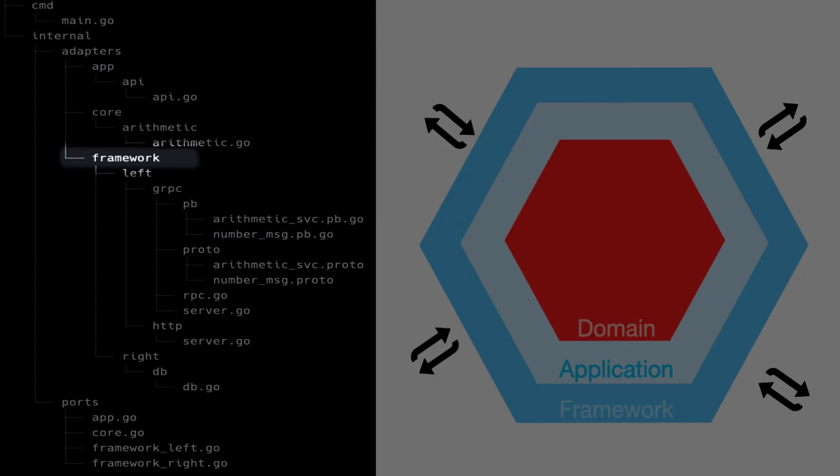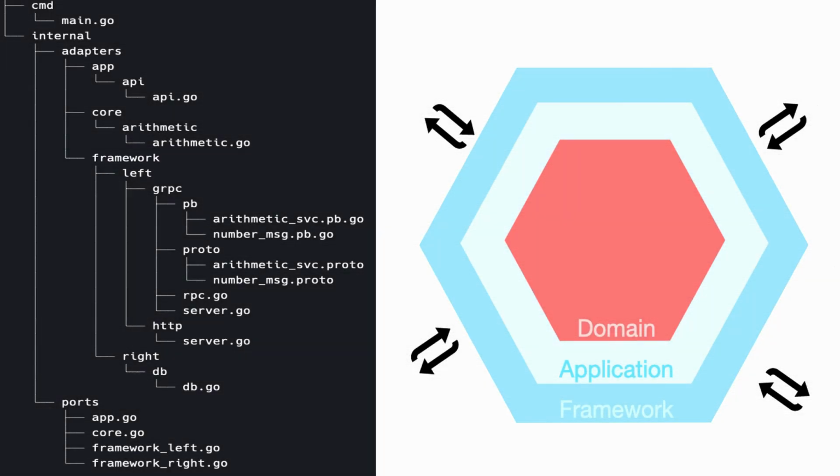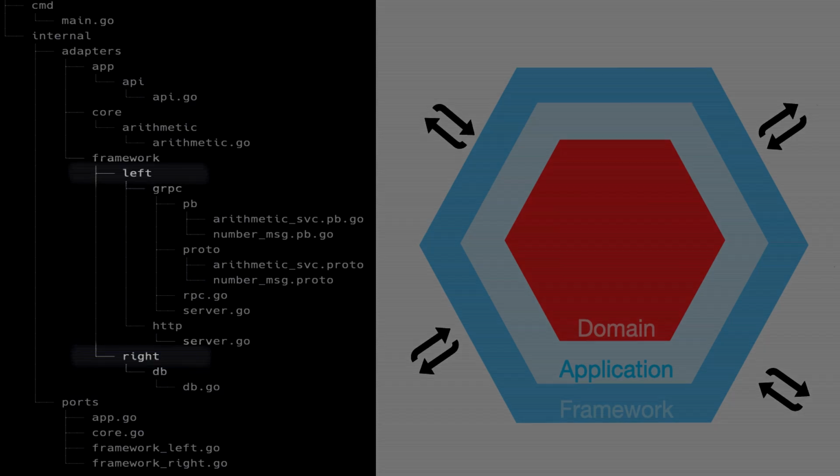Now remember, on our diagram, we placed driving adapters on the left and driven adapters on the right. So that is also reflected in our framework directory's subdirectories left and right. So left contains our gRPC code as well as some HTTP code. But the HTTP code is really just there to emphasize that the left side adapters are driving adapters and that multiple adapters of different types can drive our application. And as you can see, right contains our DB code.